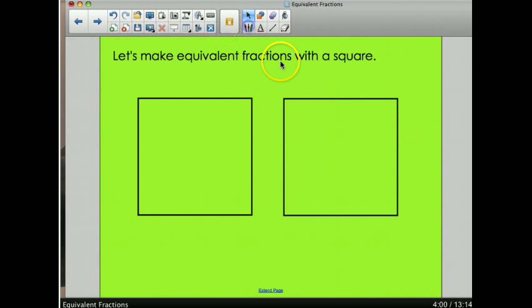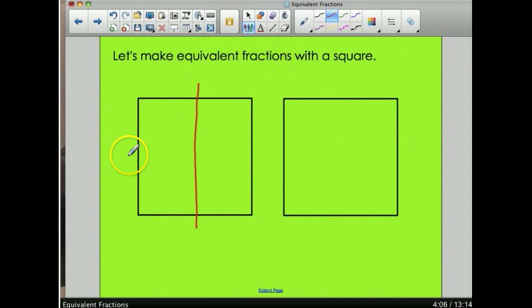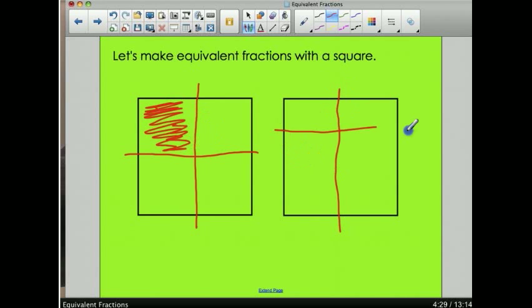Will we have the same situation with a square? Sure. So if I make my line down the center, right? If I start with, let's say, 1/4 shaded, what would be equal to 1/4? Let's see. Let's see what I can do.